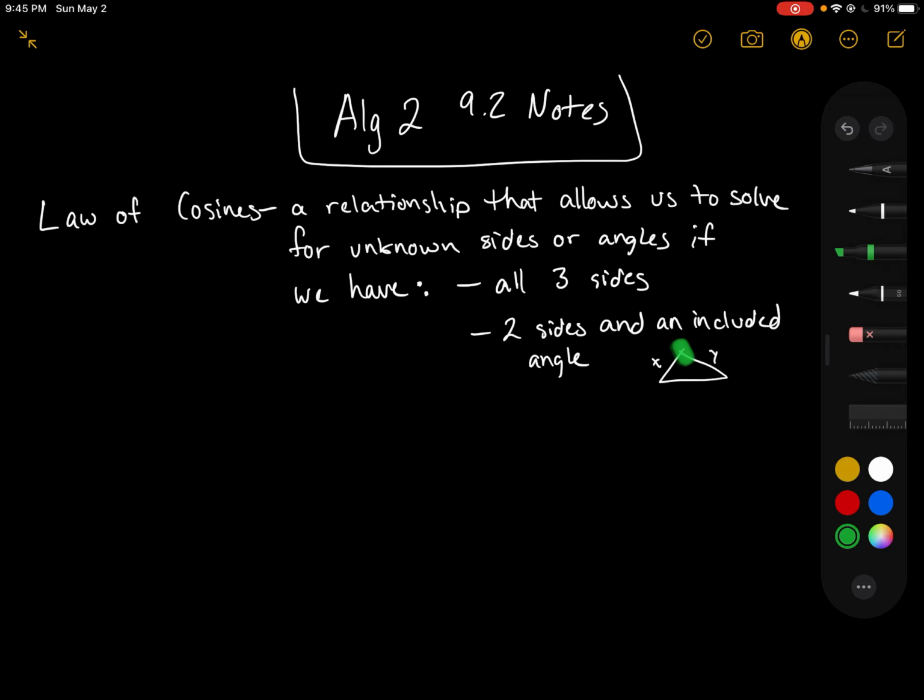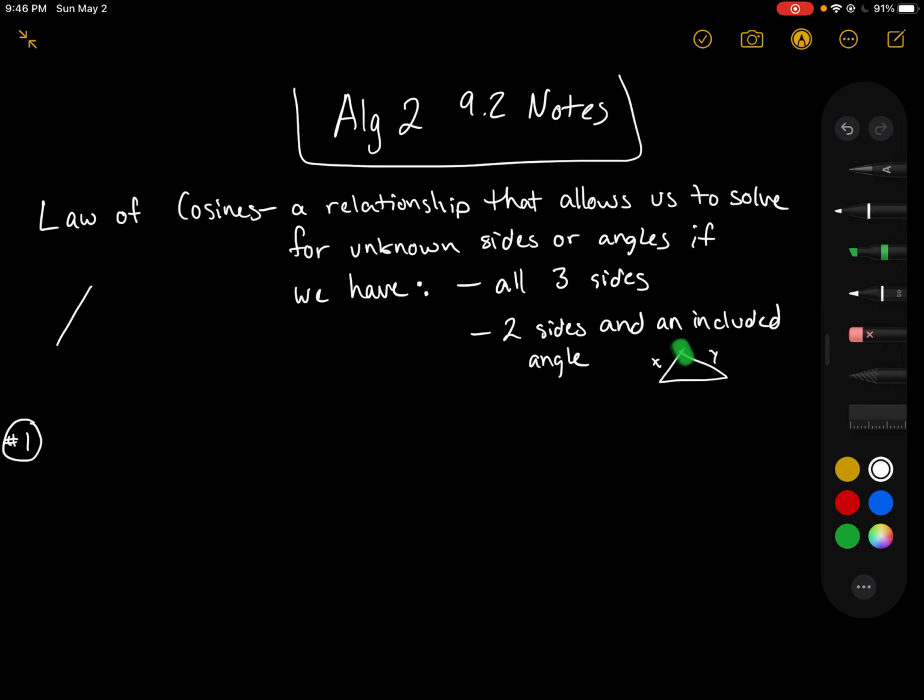Included angle is just a fancy way of saying the angle that is between the two sides that we know. So for example, if we're looking at a triangle like this and we know side x and side y, the included angle is in between them. None of the other angles in the triangle work. It specifically has to be directly in between the two that we in fact know.